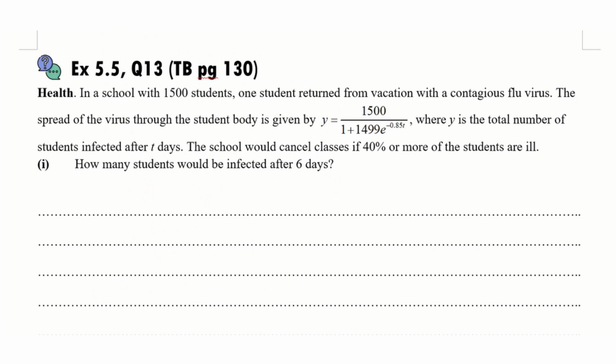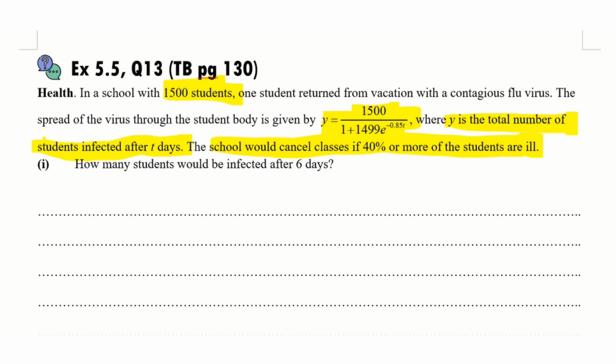We will now take a look at question 13, which talks about health. The context of this question is very close to what we are facing right now with the coronavirus. So let's take a closer look at this question first. It says that in a school with 1,500 students, one student returned from vacation with a contagious flu virus. The spread of the virus through the student body follows this equation over here, where y is the total number of students infected after t number of days. The school would cancel classes if 40% or more of the students are ill. I've already highlighted all the crucial information given in this question.